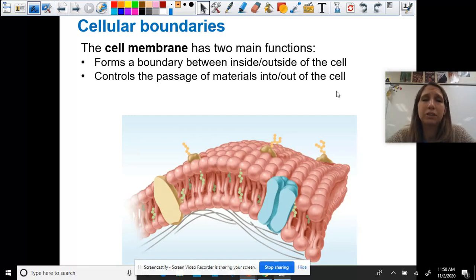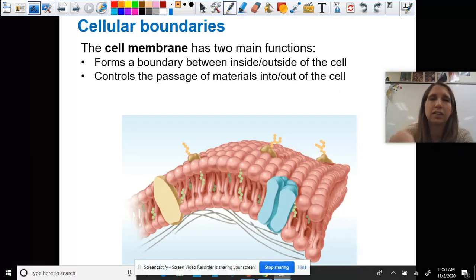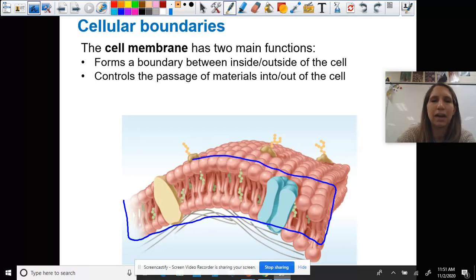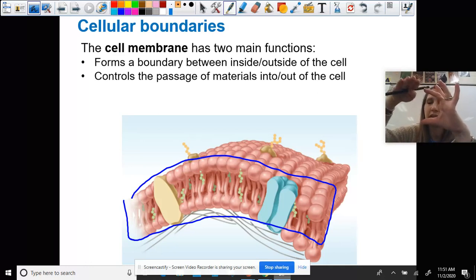So the major functions for a cell membrane is to form a boundary between the inside and the outside of the cell, and to also control the movement of things into and out of the cell. So what we're looking at in this image here is actually a cell membrane that we have kind of cut away, right? This is like as if you had a cell here that's spherical, and you cut it in half this way, and then you're peering into one of the cell membranes on one of the edges. Okay, so we're looking down into that cell membrane.